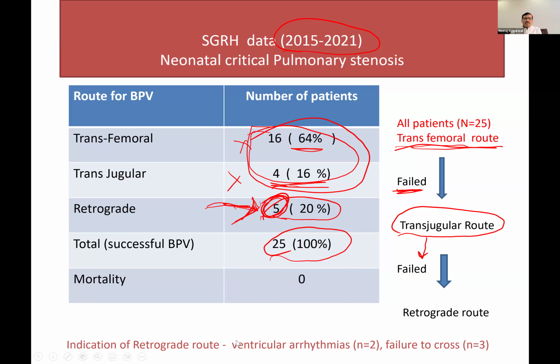In our cases, in 2 patients, we were having ventricular arrhythmias because the RV was dysfunctional, and as soon as the wire was entering the RV, there were ventricular arrhythmias. So we bypassed the RV part and went through the retrograde route, and failed to cross in 3 patients. Out of these 5 patients, 3 failed to cross by all means, and 2 were because ventricular arrhythmias were happening.